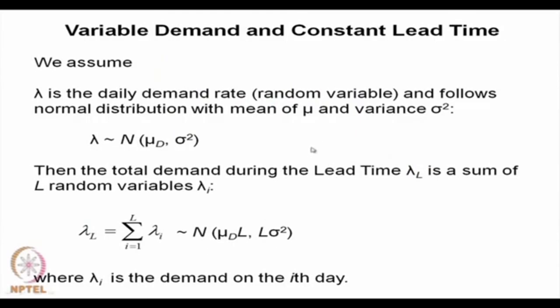Now, how do we handle this? We handle it using probability theory. If lambda is the daily demand rate, which is considered a random variable and follows a normal distribution with mean mu and variance sigma square. So, we have to use probability theory concepts. If you do not have a good background in probability theory, then it will be difficult for you to understand this, and we are not discussing the concepts of probability theory. I request you to go through any book on probability theory, and this is very simple introductory material in any book on probability and statistics.